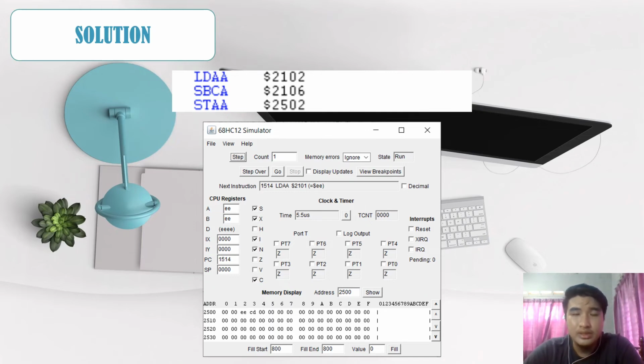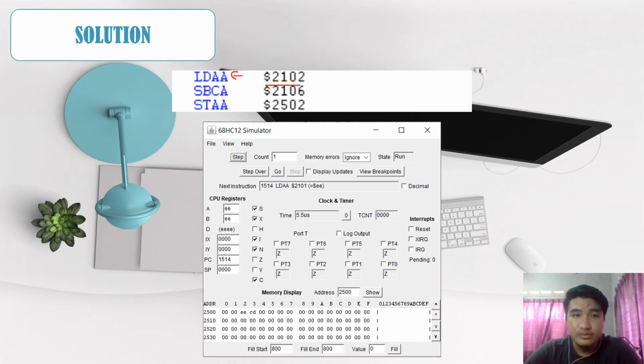the next operation is just the same as the first operation, where we load this value to accumulator A, and then we use SBCA. In the previous operation we use SBA because the first operation doesn't contain any carry value. For the second operation we use the instruction SBCA because if there is a carry value in the previous operation, the carry will be carried forward to the next operation.